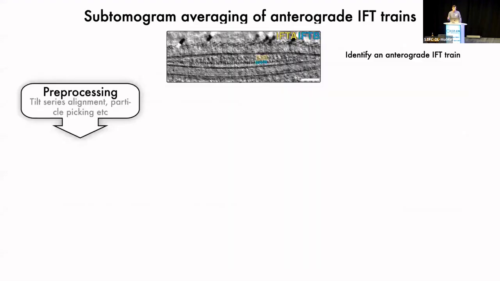So after reconstructing our tomograms, I realized that there was no way to do template matching with this sample. I was just picking all sorts of rubbish inside the axoneme. So I have to manually pick all of my particles. So I go through each of the tomograms and I identify the anterograde trains.